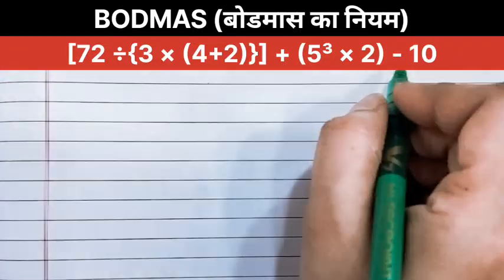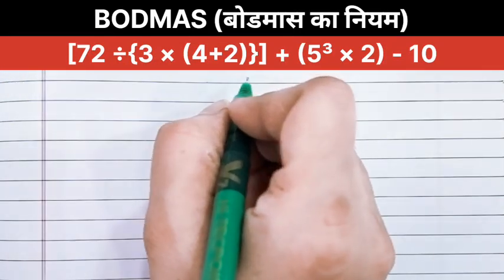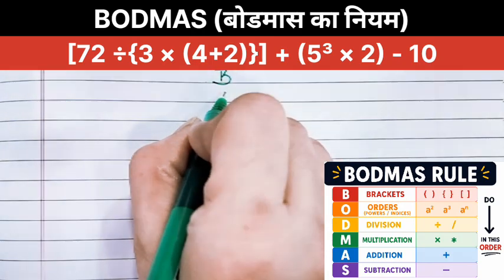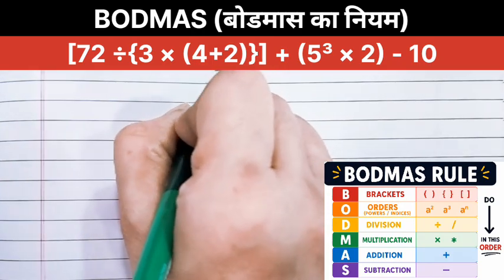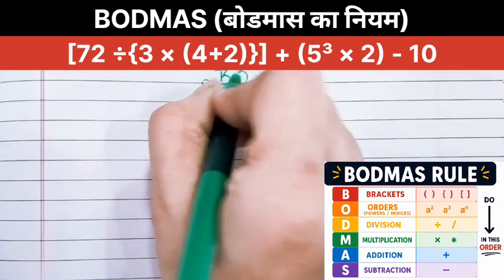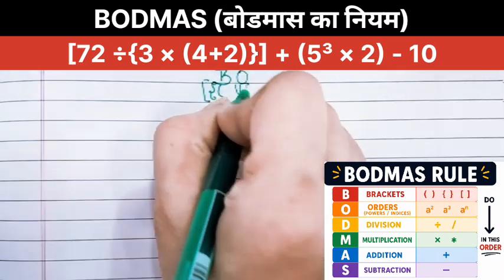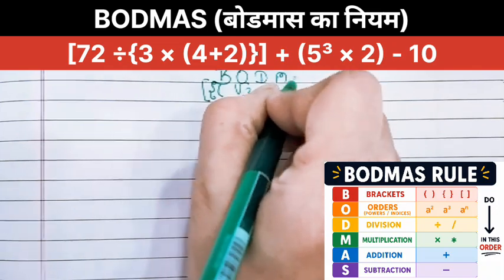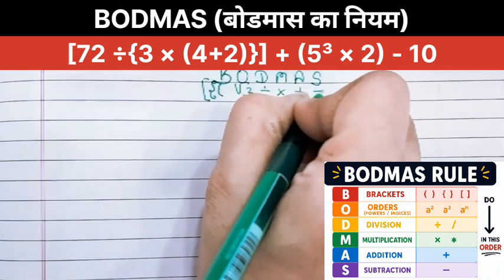Hello friends, now according to this expression, we use the BODMAS rule, which dictates the correct order of operation. First we solve brackets. B stands for bracket: small bracket, curly bracket, then square bracket. O stands for "of", we convert into multiplication, we solve roots and exponents also. D stands for division, M stands for multiplication, A stands for addition, S stands for subtraction.